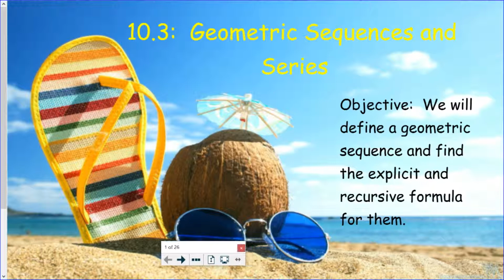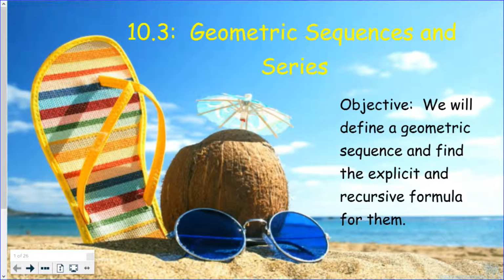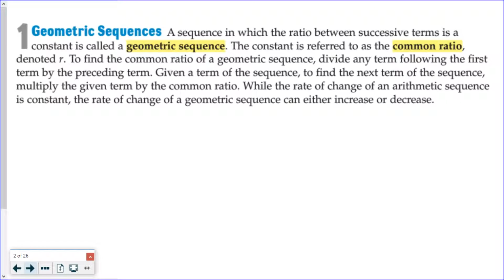We talked last week about arithmetic sequences and series. For arithmetic sequences and series, that's when we added or subtracted to our first term to come up with the next term. So each term had a common difference. So geometric sequences are when we multiply or divide by a factor to come up with our next terms. And we call that factor that we multiply or divide by the common ratio.